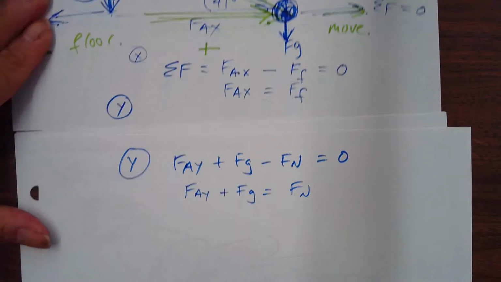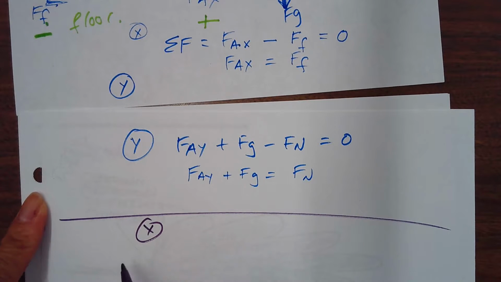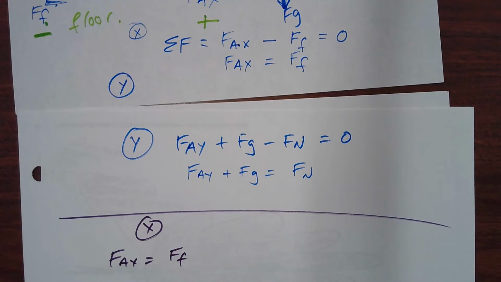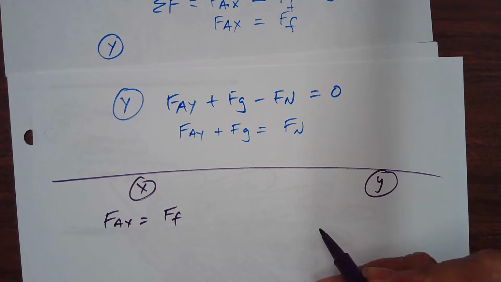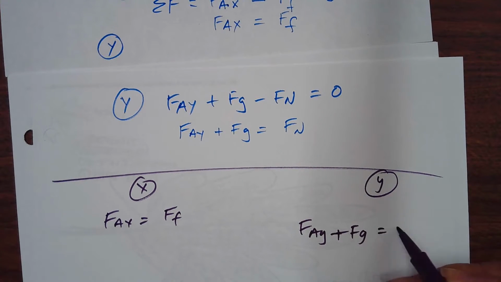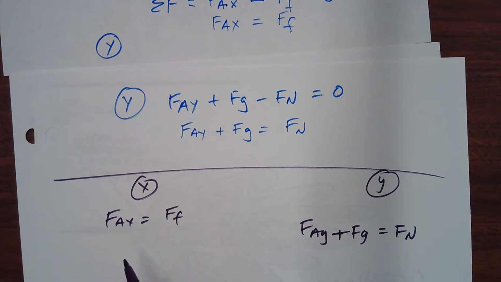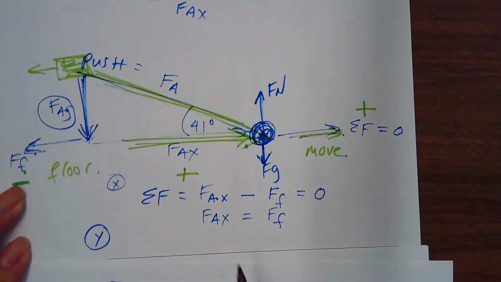Okay, so I'm going to rewrite the x and y components here, right? So the x component, we have Fax equals Ff. Okay? And in the y component, we have Fay plus Fg equals Fn. Alright, so what we're looking for is the Fa of y. But let's break it down because we need to combine the x and the y components here. Okay, so Fax. This is our triangle.